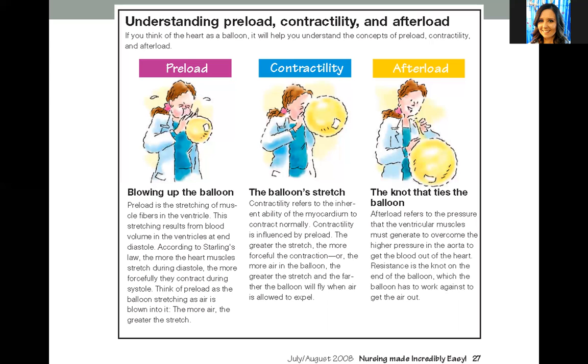Now, if you look at the slide, it's kind of a great way of describing preload, contractility, and afterload with the balloon. So preload is our blowing up of the balloon. How much air we can get into that balloon and stretch those muscle fibers. So think about the balloon as the ventricle. So then the balloon stretch is our contractility.